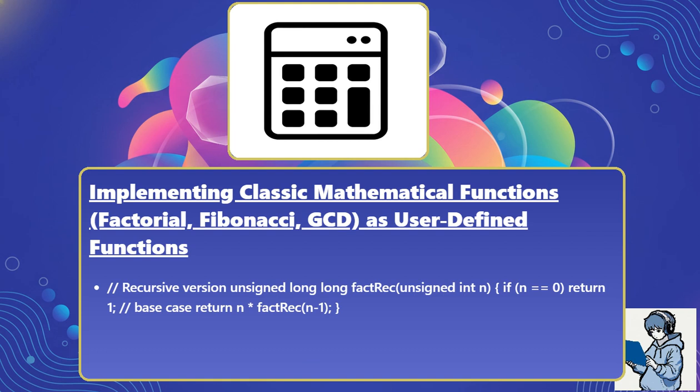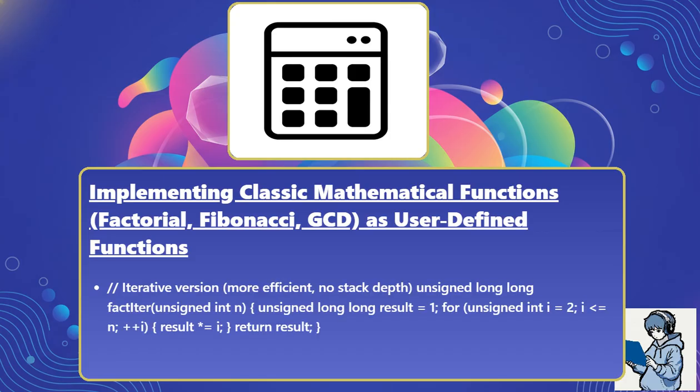If n equals 0, return 1. Base case otherwise, return n times factorial of n minus 1. Iterative version, more efficient with no stack depth: unsigned long fact_iter takes unsigned int n. Set result to 1. For i from 2 to n inclusive, increment i, multiply result by i. End loop, return result.